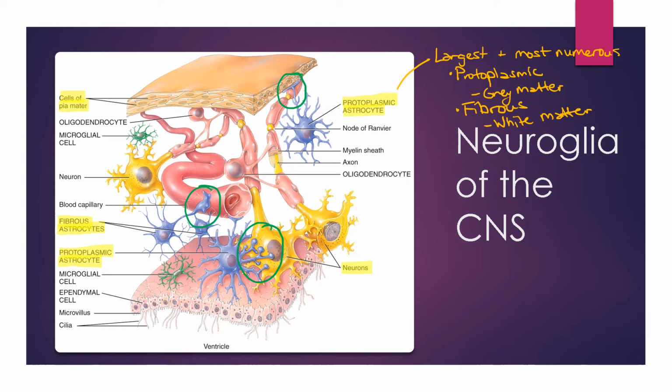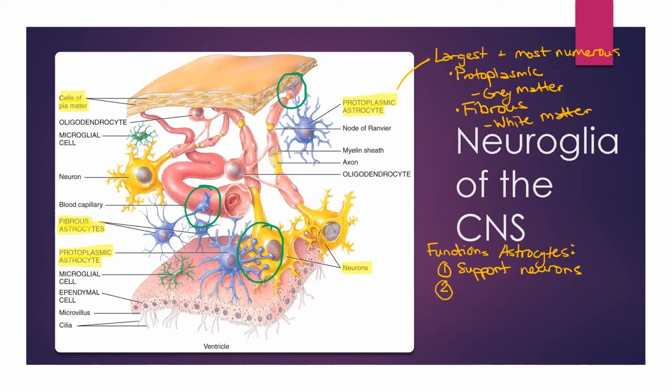Now there are a lot of functions of astrocytes that we will very briefly go over. So this is just going to be the functions of astrocytes. The first function is to support neurons. They support neurons with microfilaments. It's going to be their main support that they give.